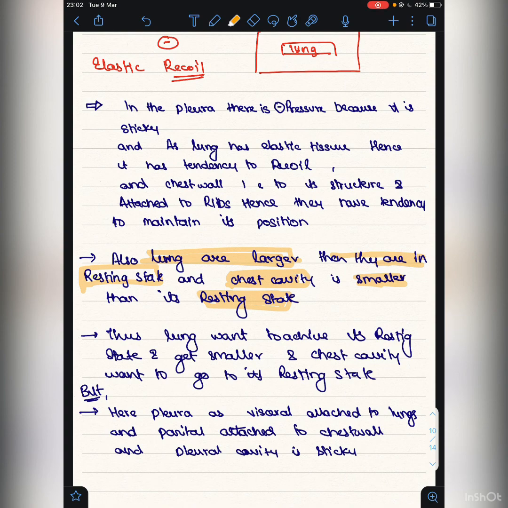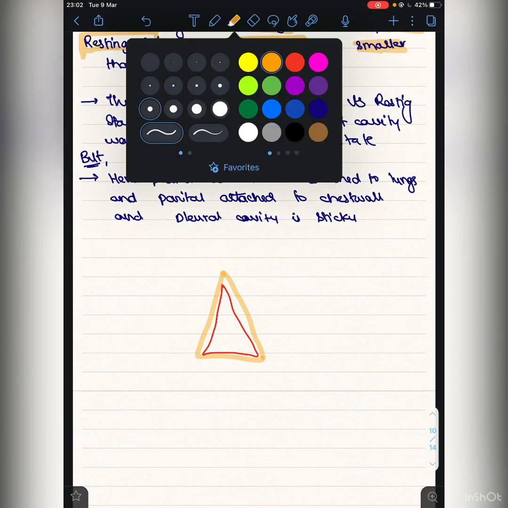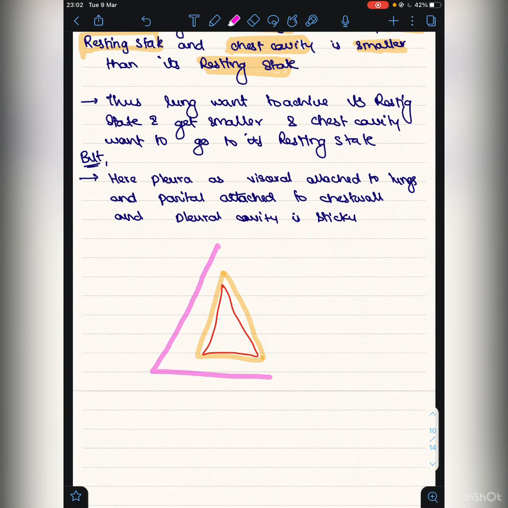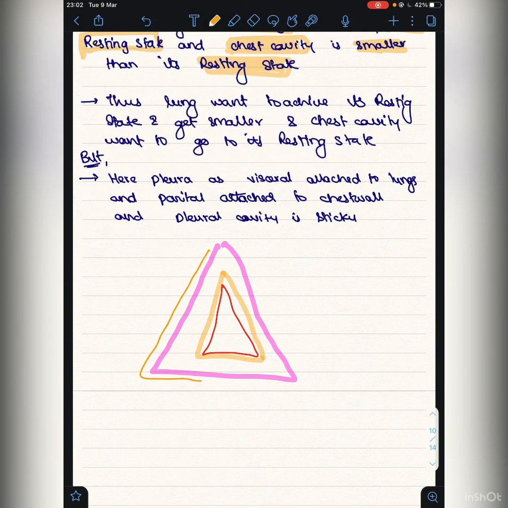Why is that so? Because of the presence of the pleural cavity. Pleura has two layers, like visceral pleura. When I draw a lung like this, this is the lung, and the orange is the visceral pleura, and this one is the parietal pleura, which is attached to the chest wall.